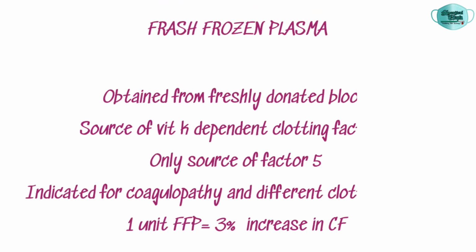Next, we have fresh frozen plasma. It is obtained from freshly donated blood and is a source of vitamin K dependent clotting factors. It is the only source for factor 5. It is indicated in coagulopathies and deficiencies of different clotting factors. One unit of fresh frozen plasma will result in a 3% increase in clotting factors.